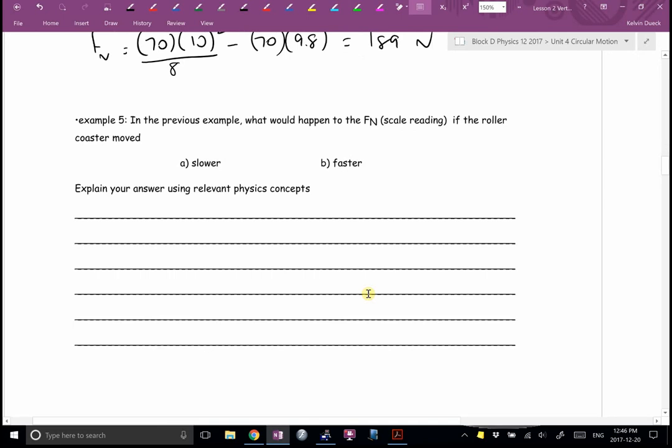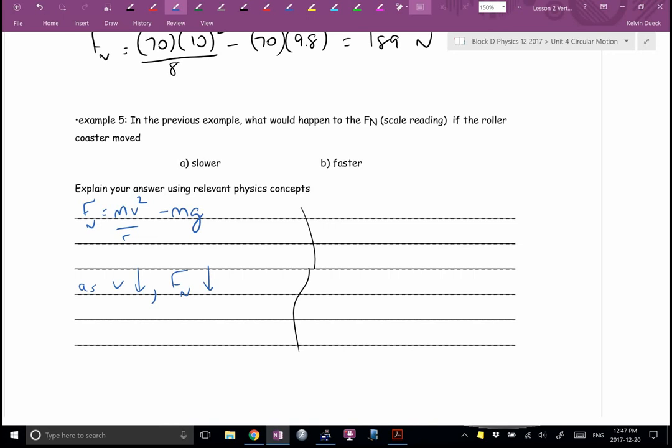Oh, I knew I had a little thought. What would happen to the scale reading if the roller coaster moved slower or if the roller coaster moved faster? If the roller coaster moved slower, what would happen? Convince me. Okay. So, we can answer this, I think, the same way for both. What was our final equation for normal force? It was mv squared over r minus mg. As v decreases, FN decreases. It is a squared. It's not a one-to-one relationship. So twice as slow doesn't mean twice as light.